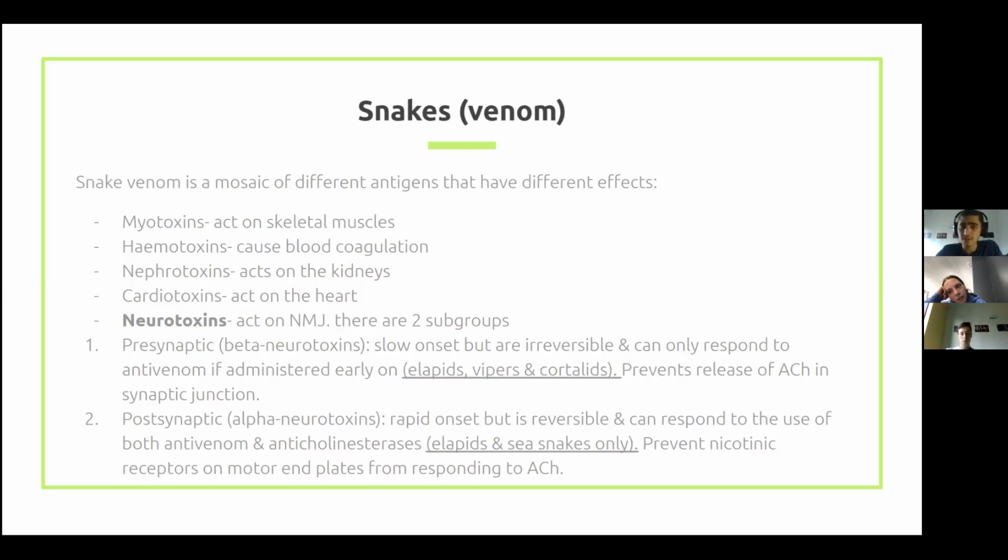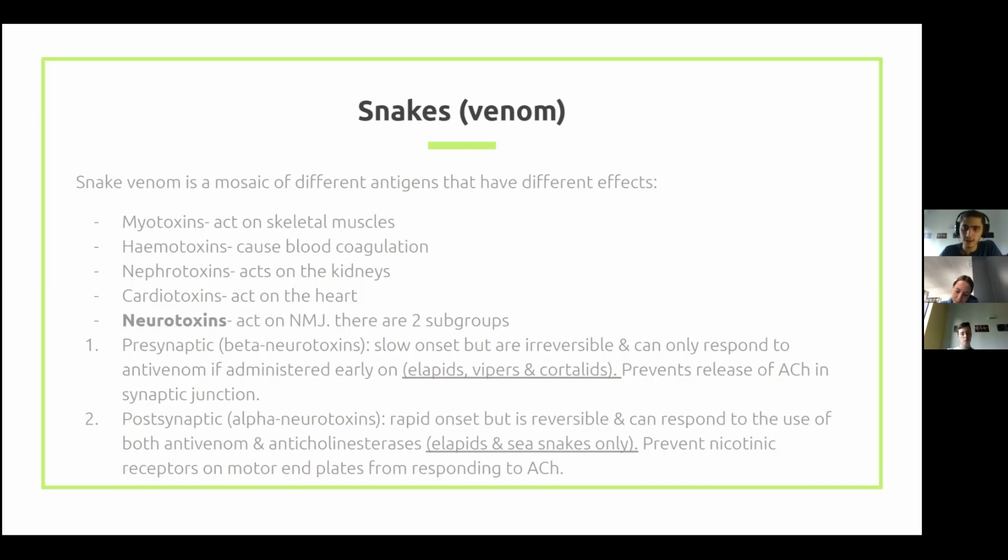You've got cardiotoxins, which act on the heart, and then finally neurotoxins, which act on the NMJ, which is the neuromuscular junction. And there are two sort of subgroups there. You guys will do the neuromuscular junction in more detail later on in pharm. For now, if you remember, we talked about there's always one neuron, we call it presynaptic, and then the second one that's getting the transmissions is postsynaptic, or whatever is receiving is the postsynapse.